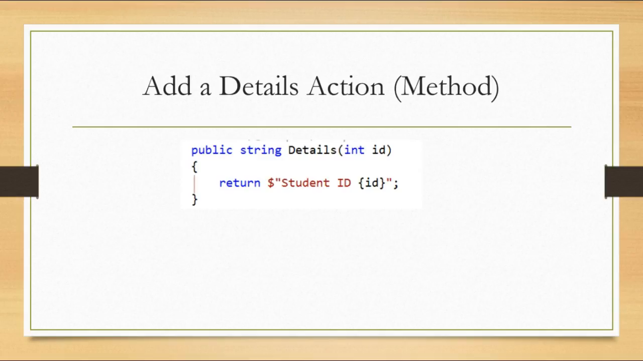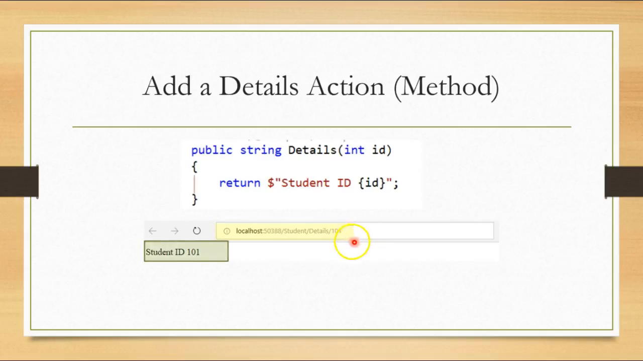So all we're going to do is return a string that says student ID and pass it whatever ID number we get. Let's run this and see what happens. Notice in my URL here that we have student/details/101, where 101 is my ID number, and that then is passed into my browser as student ID 101. Okay? So integers are easy to work with, strings not so much.